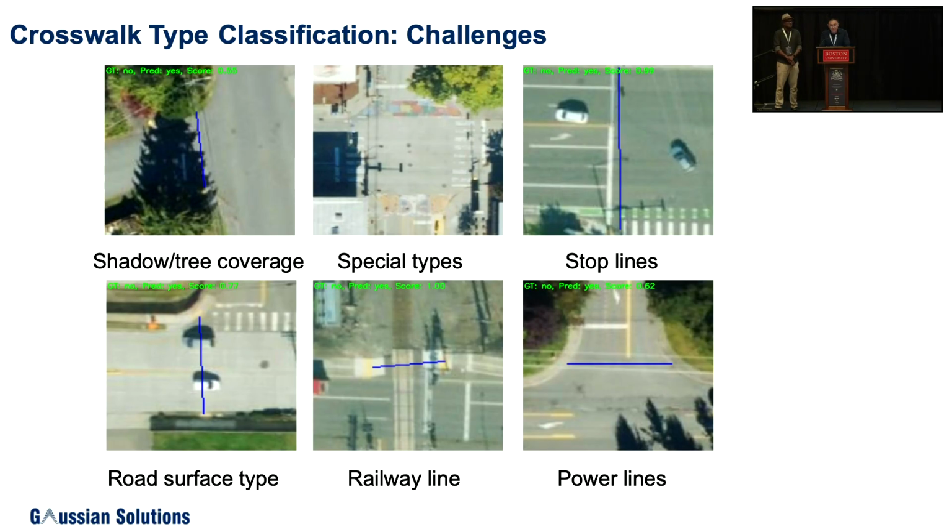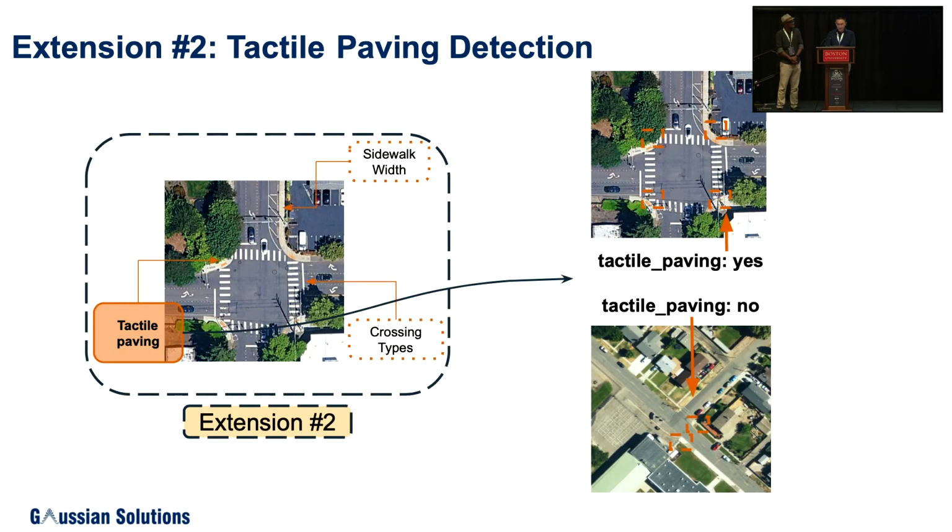The other challenge is the out of distribution crossings. It could be special types, which rarely occur in the training data set, or it could be other cases where the other infrastructures just look very similar to the crossing lines from the aerial view. Yeah, we are expanding our data set to incorporate more of these out of distribution samples to make our model more generalizable. And that was the first extension we have.